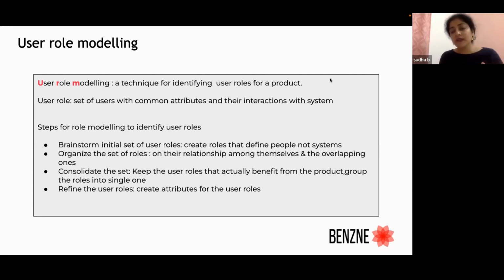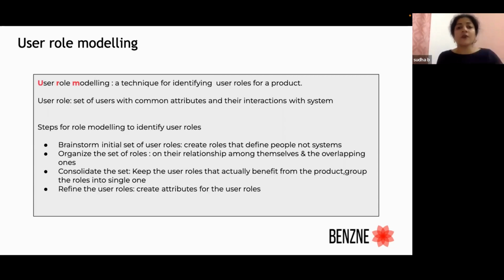Now, going back to what is a role? We all know what roles are, but if you look at the definition, it says a set of users or group of individuals who perform the same tasks. The entire group performs the same task, and if they perform the same task, we'll put them under one particular role. So that is called a user role.